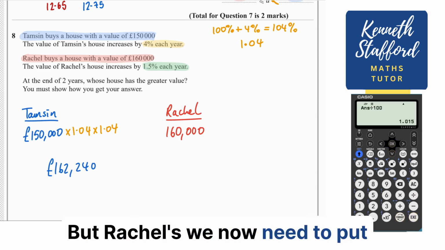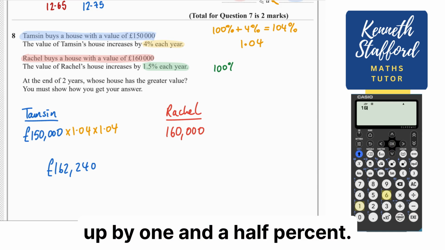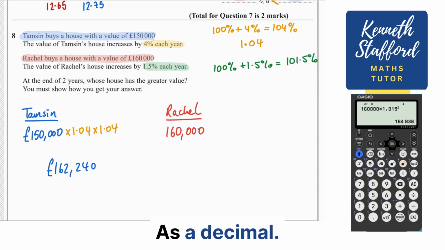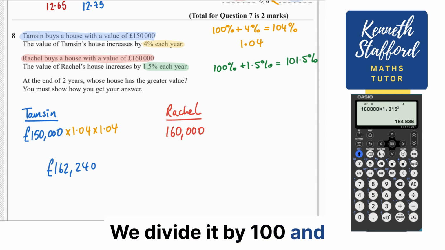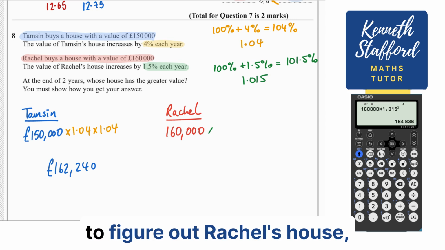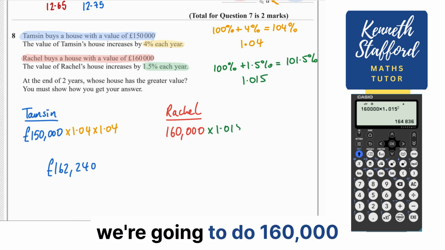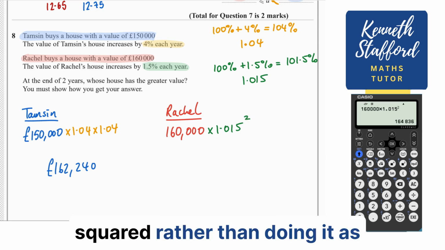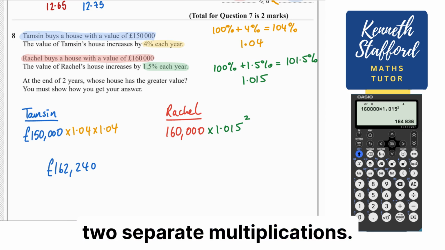But Rachel's we now need to put up by 1.5%. So 100% add 1.5% is 101.5%. As a decimal, we divide it by 100, but it's just 1.015. So to figure out Rachel's house, we're going to do 160,000 times 1.015. This time we'll just put the squared, rather than doing it as two separate multiplications.